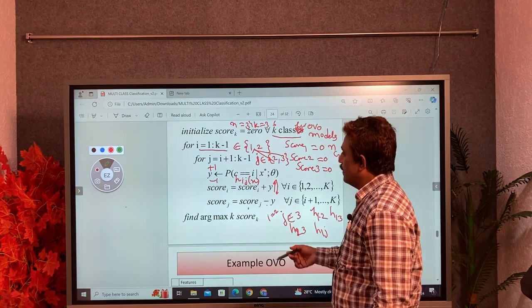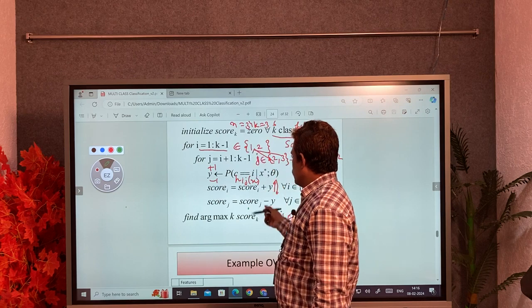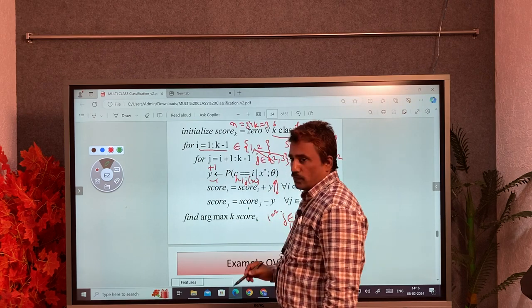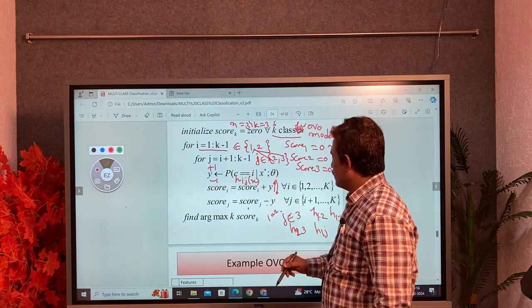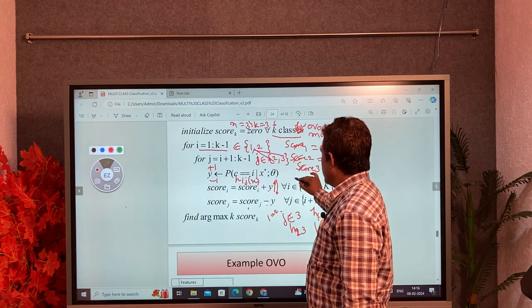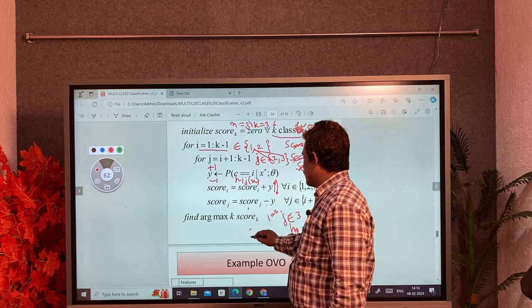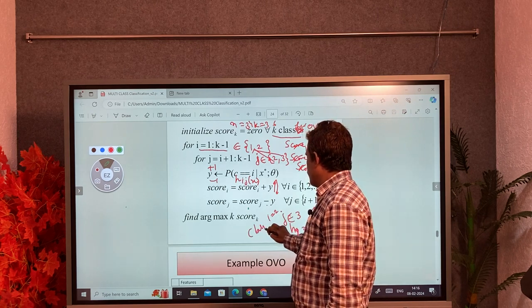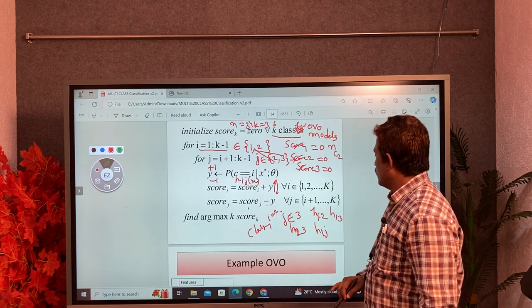So after completing these two loops, the final task is we have scores for all the classes. Here there are 3 classes. Calculate score 1, score 2, score 3; whichever gives the highest score, that is your answer class. So this is about 1 versus 1.